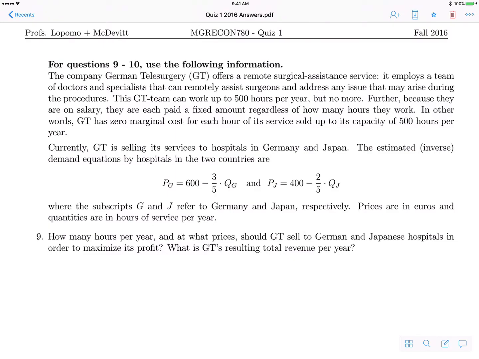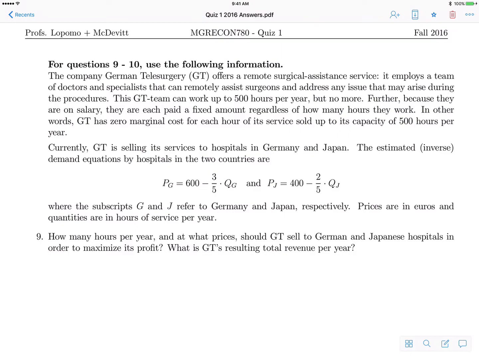The company German Telesurgery offers a remote surgical assistance service. It employs a team of doctors and specialists that can remotely assist surgeons and address any issues that may arise during the procedures. The team can work up to 500 hours per year, but no more. So that's their capacity constraint, 500 hours. Further, because they are on salary, they are each paid a fixed amount regardless of how many hours they work. In other words, GT has zero marginal cost for each hour of service it's sold up to its capacity of 500 hours per year.